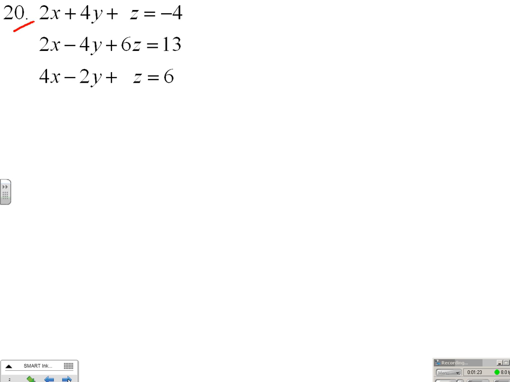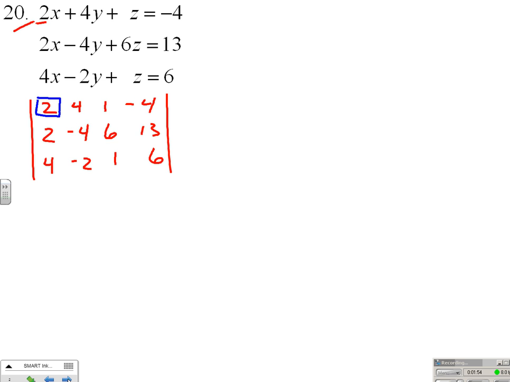In general terms, I would take the lowest coefficient on x, which is 2, and make that be my first term in my matrix. So I'm going to set this up as 2, 4, 1, -4, 2, -4, 6, just our coefficients, 13, 4, -2, 1, 6. And I refer to this guy as our hired hitman, and his job is just to eliminate the other values in its column.